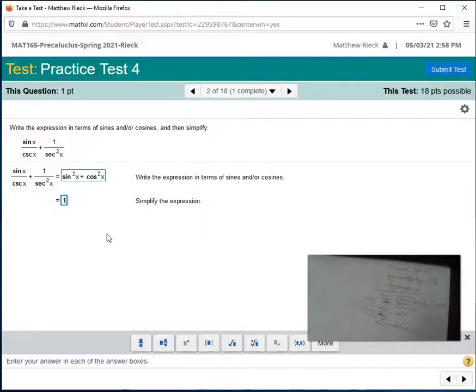I will go ahead and give you the basic identities. I'll give you the reciprocal identities, the identities from the definitions, as well as the Pythagorean identities, so you don't have to memorize those. You just have to know how to use them.